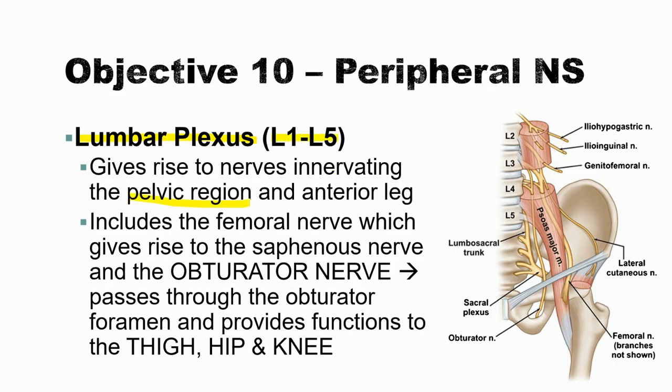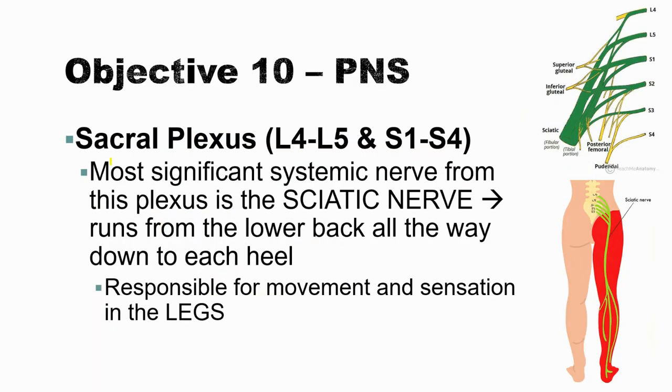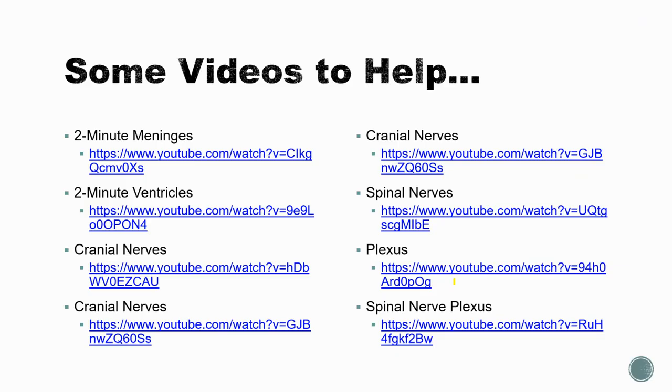They're going to innervate the pelvic region and the front of the leg. There's important ones like the femoral nerve. There's going to be the obturator nerve, which passes through that foramen in the pelvis or in the hip bone, and it's going to go all the way down into the thigh, hip, and knee. And then we have the sacral plexus, which is going to be in L4, L5, and S1 through S4. One nerve that you've probably heard of or may have experienced trouble with is your sciatic nerve, which goes all the way down to the heel, and this is going to be responsible for movement and sensation in your legs. And that's going to take care of Chapter 13.